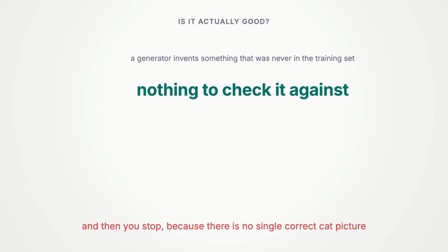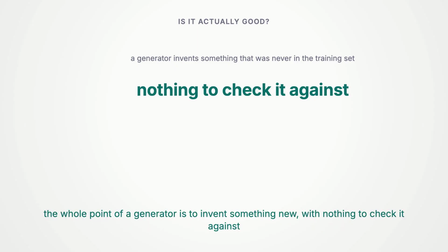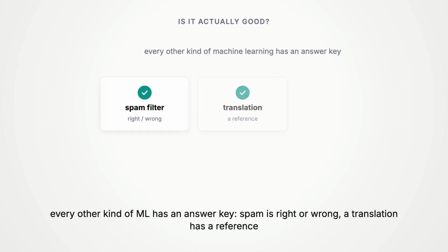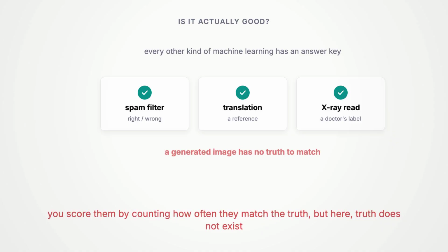The whole point of a generator is to invent something new, something that was never in the training set, so there is nothing to check it against. Think about how strange that is. Every other kind of machine learning has an answer key. A spam filter is right or wrong. A translation has a reference. A model that reads an X-ray has a doctor's label. You score them by counting how often they match the truth. But truth here is a thing that does not exist. So how do you put a number on a picture that is supposed to be new?